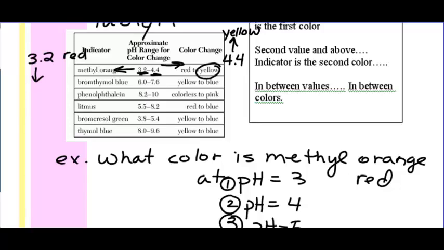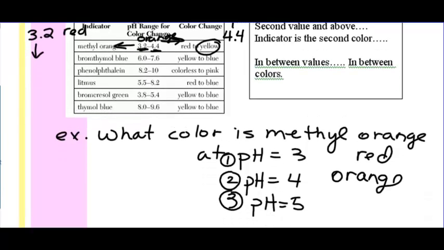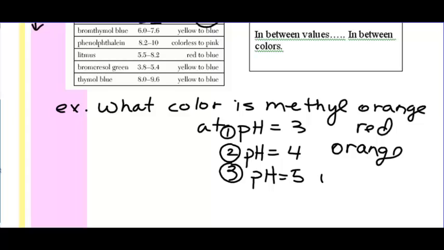And if you're in between the first number and the second number, you'll be in between colors. So if you're anywhere from 3.2 to 4.4, you would be a mix of red and yellow, which is orange. So if you're at pH 4, since you're in between the range, you'll be in between the colors. Methyl orange would be orange. And if you're at a pH of 5, that's greater than 4.4, so the indicator would be yellow.